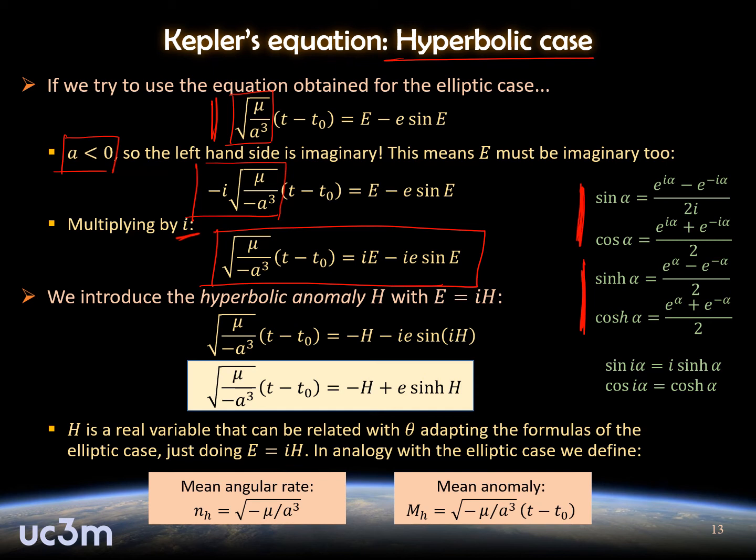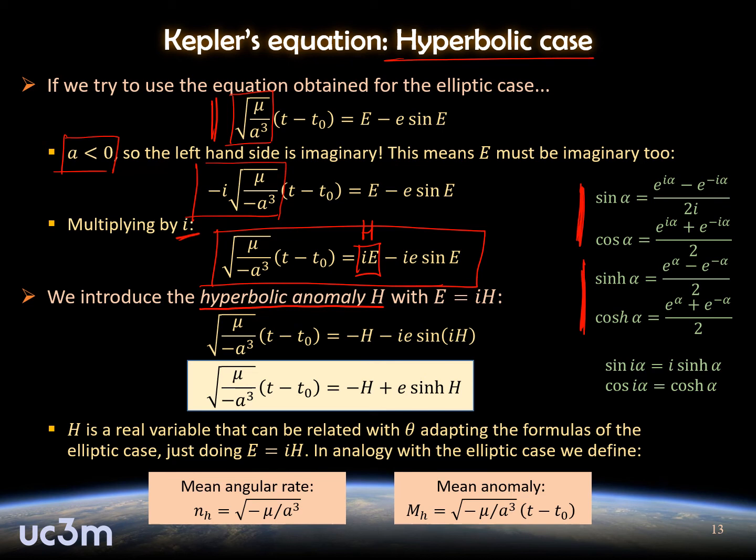So it actually makes sense to introduce a new symbol for i times E, which we will call H. In fact, we will refer to it as the hyperbolic anomaly. By doing this change of variables, we will recover an equation with all the variables real, and it will be sufficiently good to solve the time problem in the hyperbolic case.